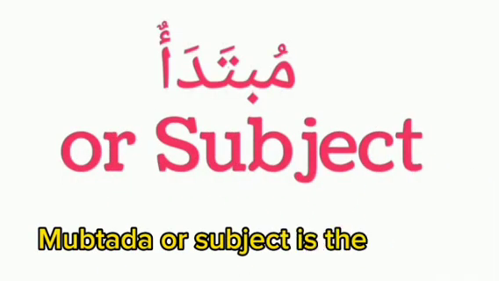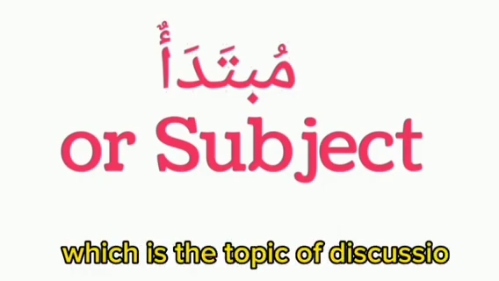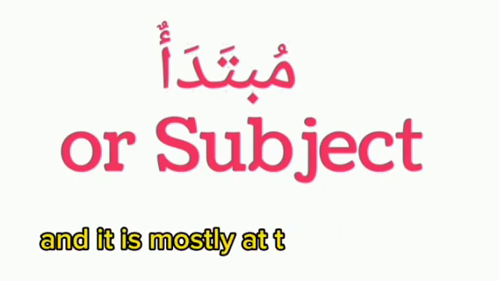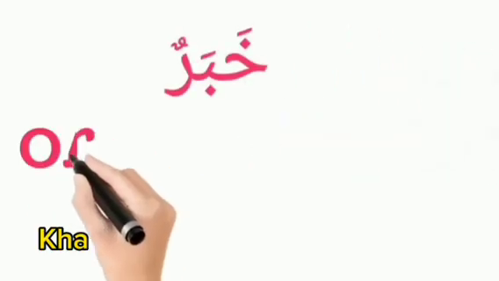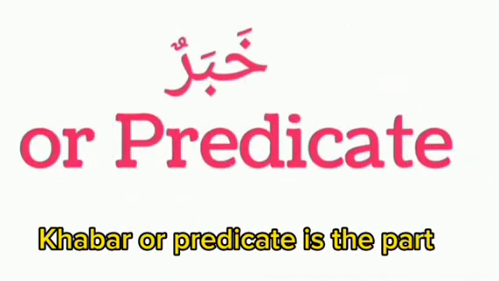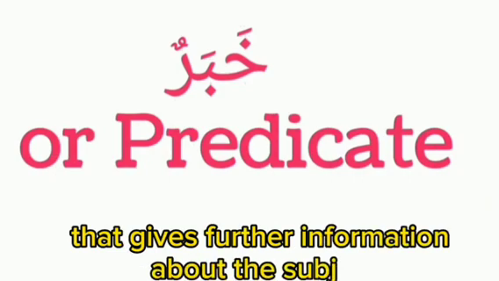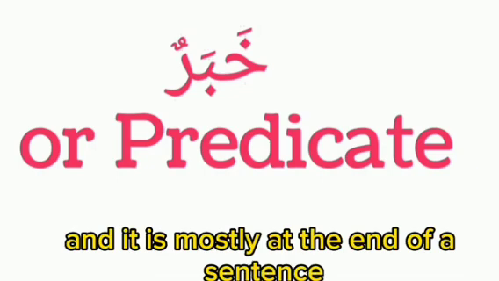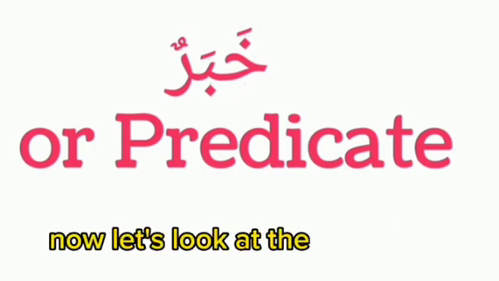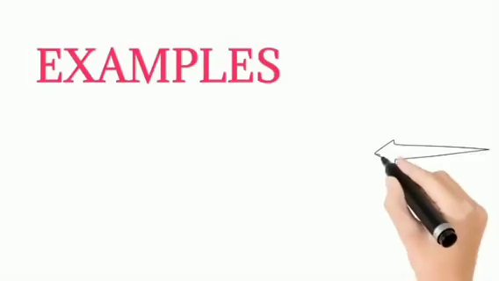Mubtada, or subject, is the part of a nominal sentence which is the topic of discussion, and it is mostly at the beginning of a sentence. Khabar, or predicate, is the part of a sentence that gives further information about the subject, and it is mostly at the end of a sentence. Now let's look at these examples to understand this mubtada and khabar.